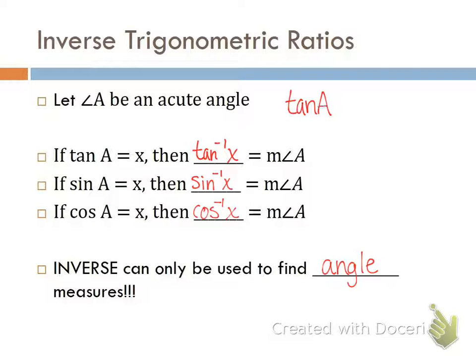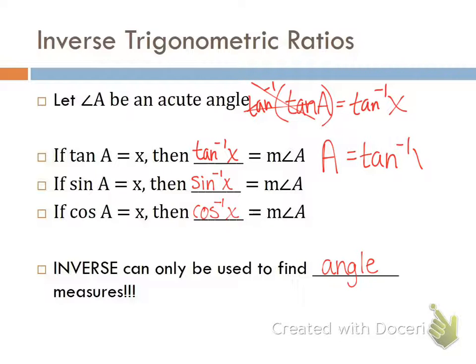If you have the tangent of A equal to x, and you apply the inverse tangent on both sides, then on the left side, inverse tangent and tangent undo each other or cancel each other out. And that's how we end up with just angle A equal to the inverse tangent of x. This is where all of these come from. Okay, if you can understand that, then that will help you build your foundation. Otherwise, you just need to memorize that inverse is used to find angle measures. Questions about this slide?